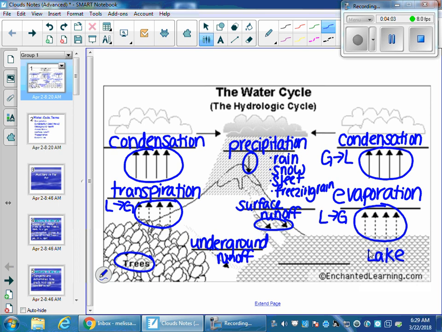And then our final blank here is our collection or accumulation of this water back into a body of water such as a lake. The entire process that is driving our water cycle is this heating that we get from the sun that starts our evaporation, and then the cooling that leads to some of the other processes like condensation. So heating and cooling is what is driving our water cycle here.